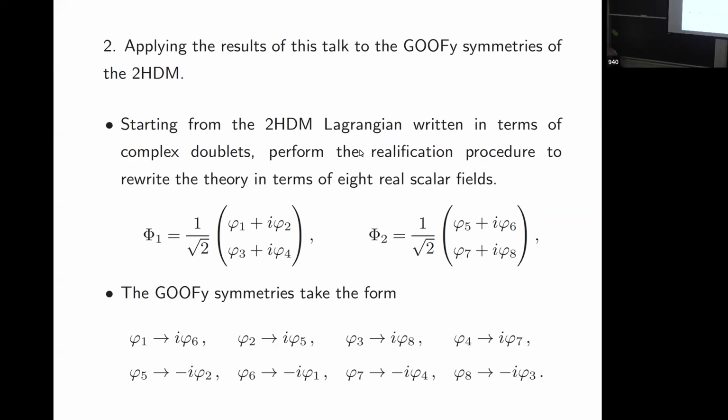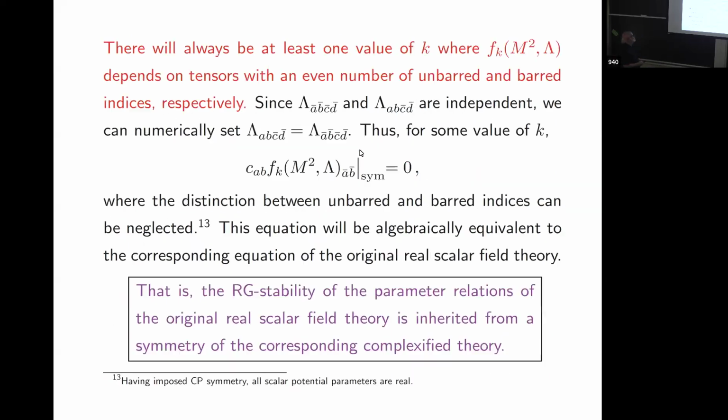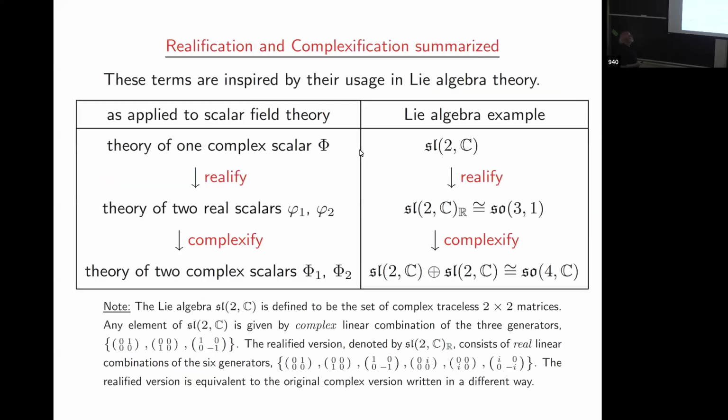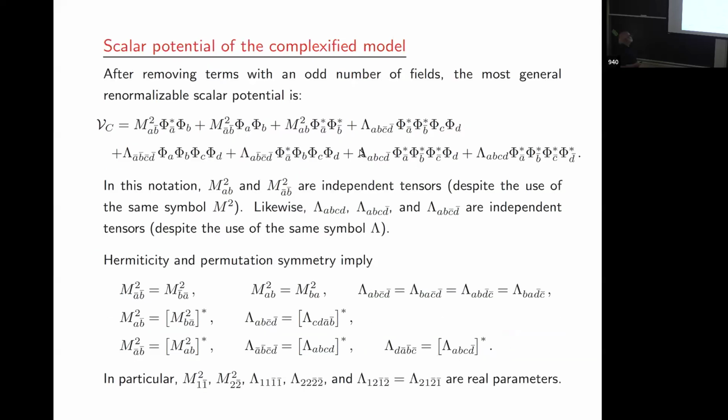I mean, in some sense, if I go back to my simple example, so here's my complexified theory. I can realify this theory now, and I think I mentioned that briefly, where now I have a theory of 4 real scalar fields.